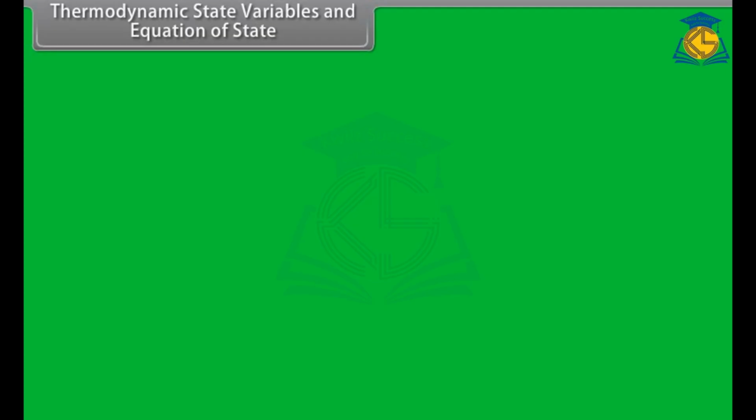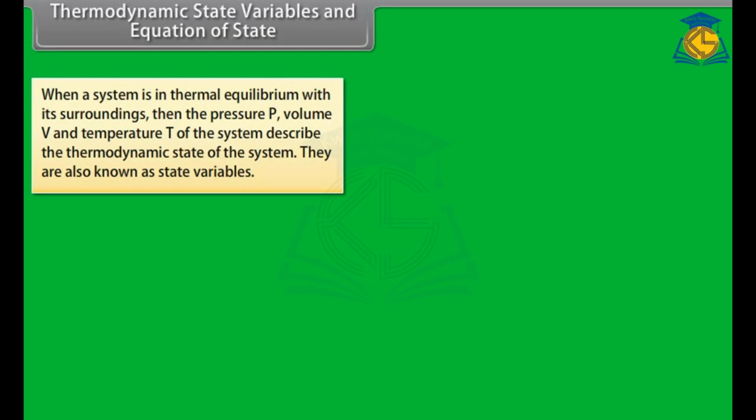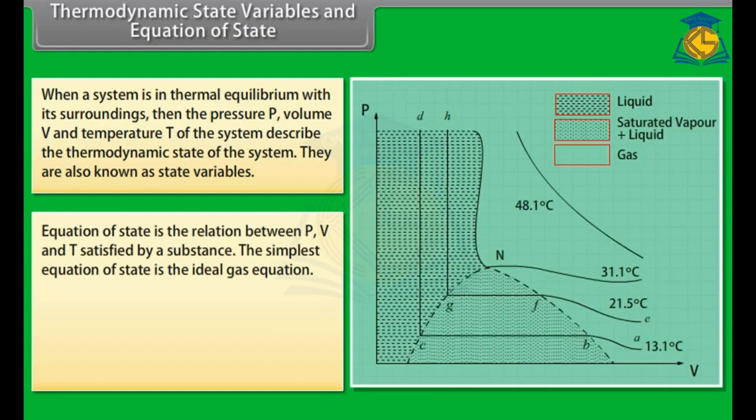Thermodynamic state variables and equation of state. When a system is in thermal equilibrium with its surroundings, then the pressure P, volume V, and temperature T of the system describe the thermodynamic state of the system. They are also known as state variables. Equation of state is the relation between P, V, and T satisfied by a substance. The simplest equation of state is the ideal gas equation.